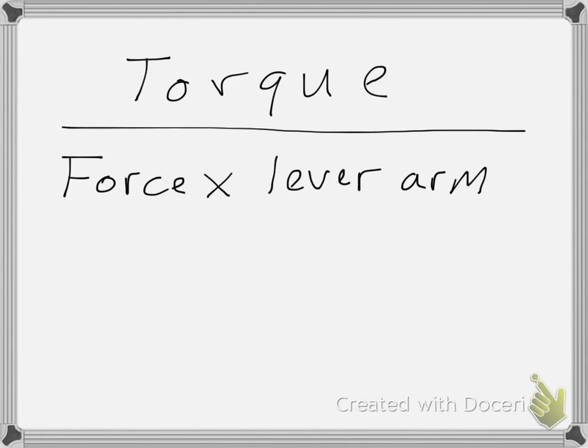Okay, so what this means is that if I apply a force in a rotational sense, the overall effect that the object feels is going to be determined by both the force and the length of your lever arm. So where do we see examples of torque? Well, the most common example of torque is using a wrench.